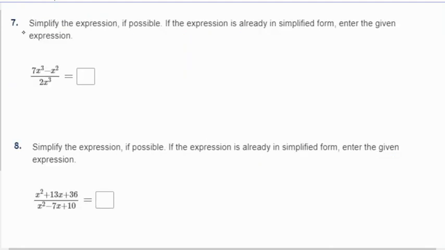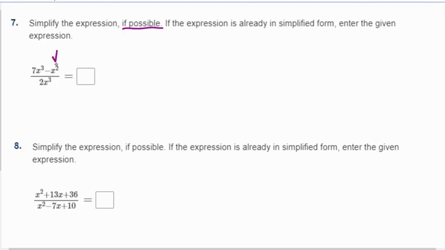Okay, our next problem, we have simplify the expression if possible. If the expression is already in simplified form, enter the given expression. So the first thing that we want to do is factor. Always factor when you're simplifying. Okay, so we have 7x cubed minus x squared all over 2x cubed.